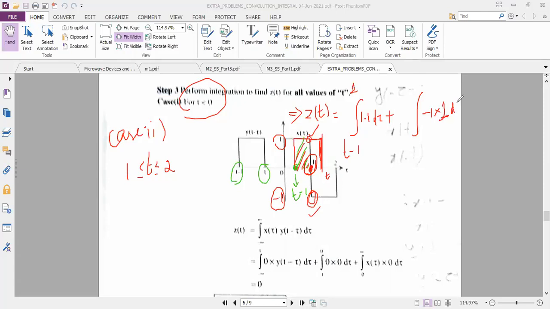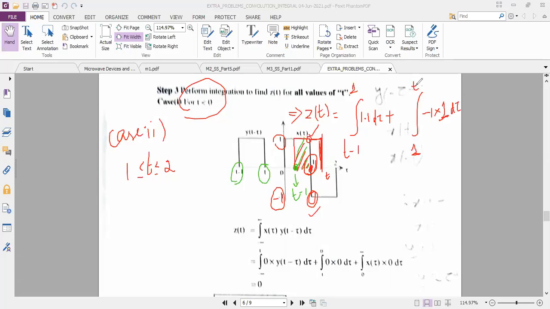But here, my problem is what should be the limits? If I take t minus 1 to 1, will it be correct? No, ma'am. So I think you are understanding it. So what should be the limit I should take? 1 to t. Very good, very good.